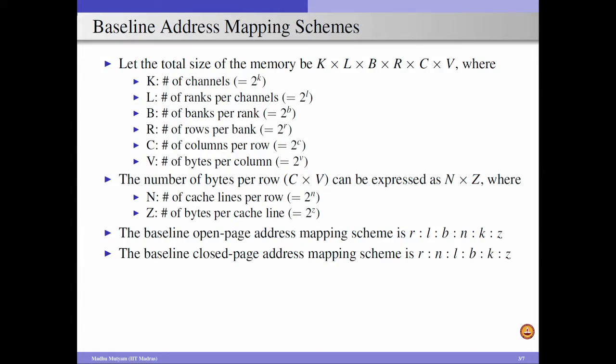When we consider that, we can clearly see that the baseline address mapping for closed page policy looks like this, where R is still at the MSB position as in the open page address mapping, and similarly K is also towards the LSB side as in open page policy, but the column ID is moved towards the MSB positions, unlike the open page policy where it is towards the LSB side.